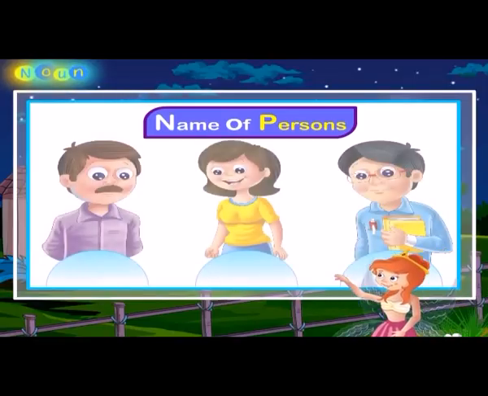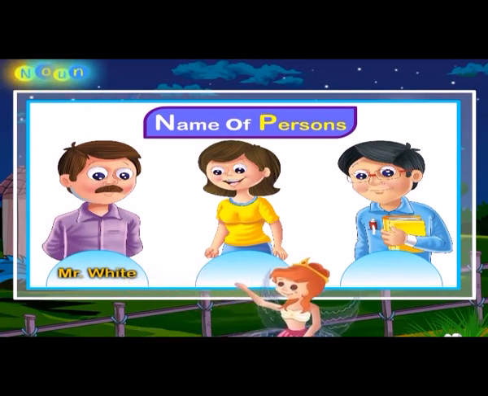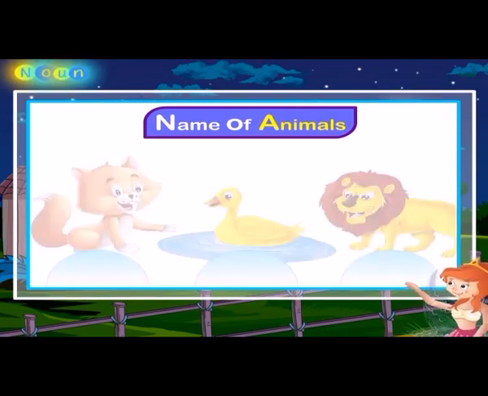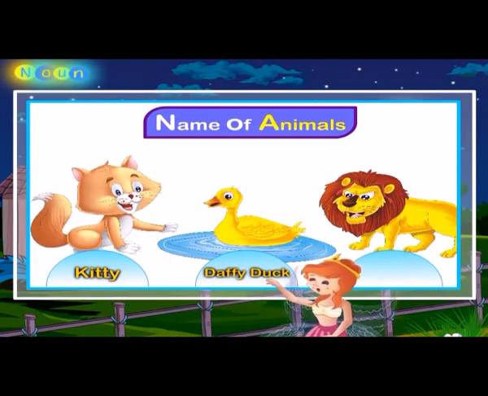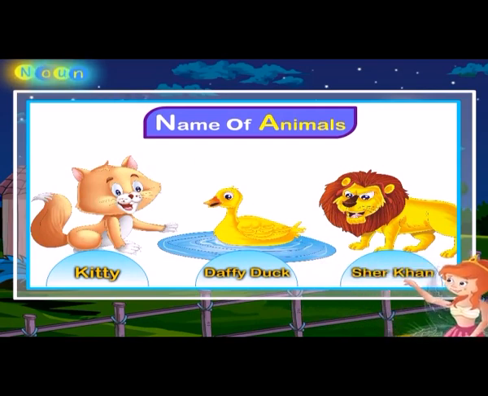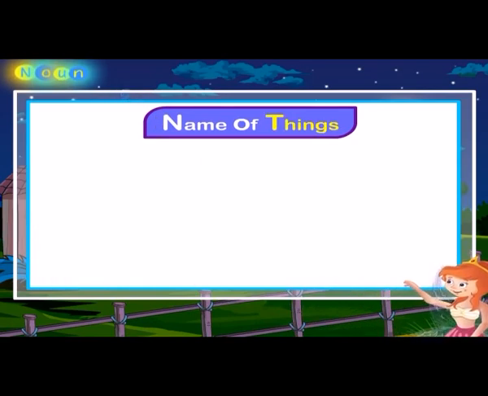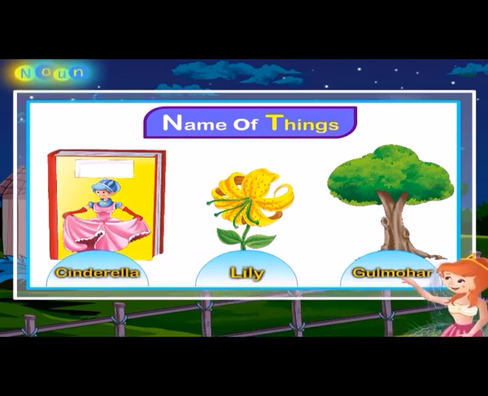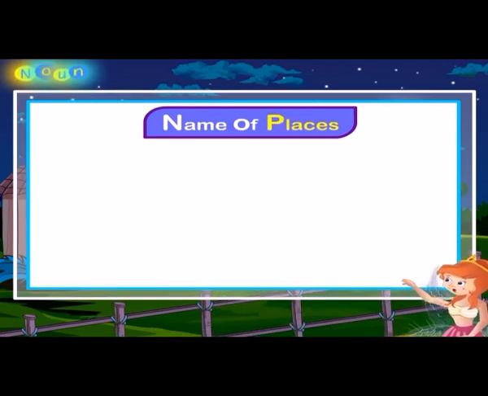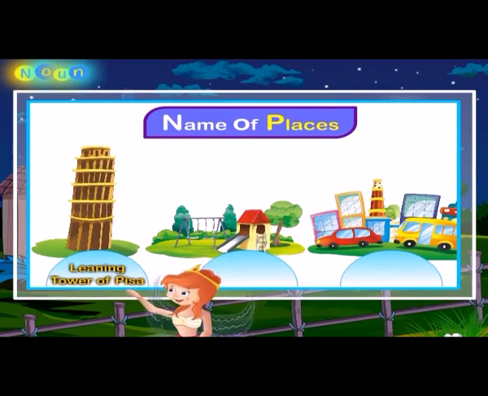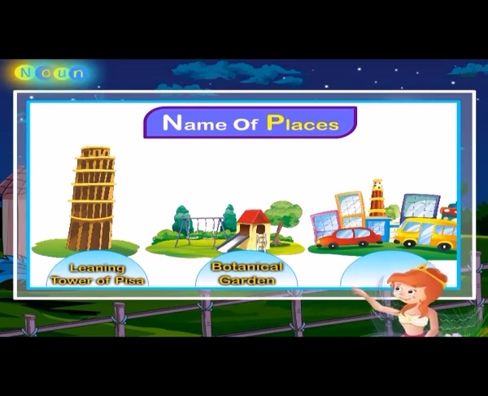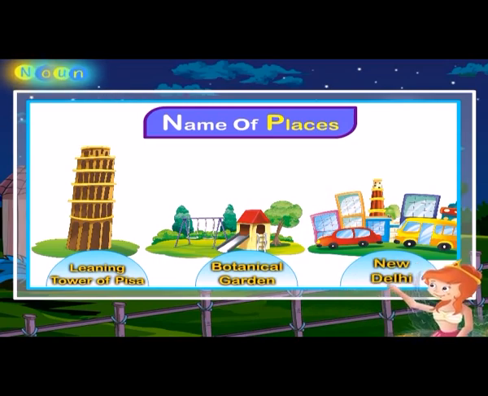Name of persons: Mr. White, Aunt Jane, Professor Cage. Name of animals: Kitty, Daffy Duck, Shere Khan. Name of things: Cinderella, Lily, Gulmohar. Name of places: Leaning Tower of Pisa, Botanical Garden, New Delhi.